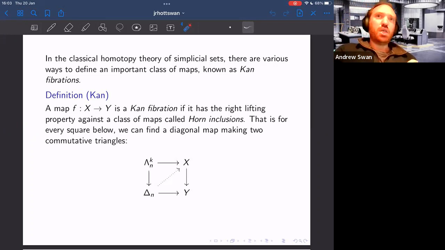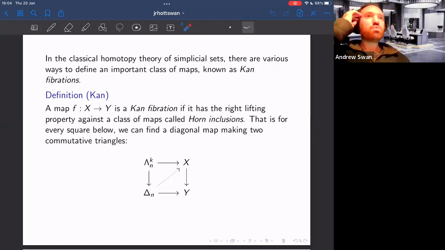And the kind of standard thing to do in that setting is to work with a pre-sheaf topos called simplicial sets. So this is pre-sheaves on a certain category called the simplex category. And inside cubical sets, we can define an important class of maps called Kahn fibrations.